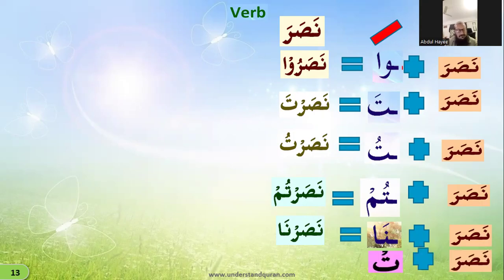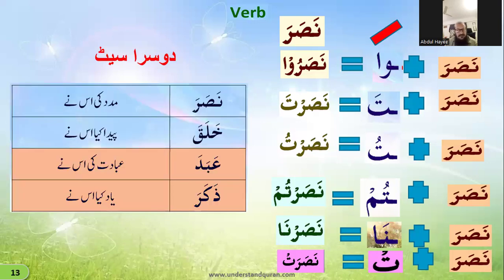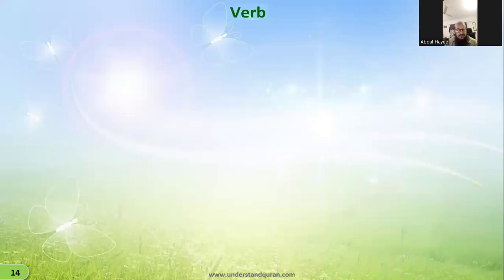For the feminine, we add this ta. Nasarat, fatahat, khalaqat, zakarat, abadat. So this is the second set: nasara, khalaqa, abada, zakara.